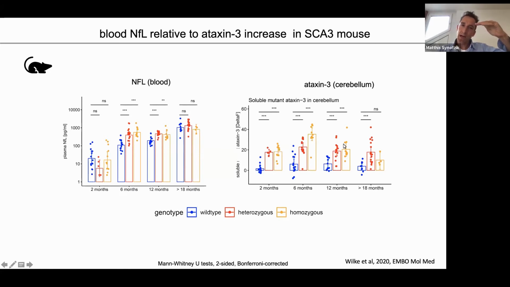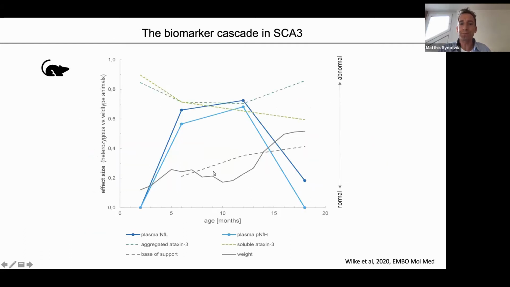And this leads me to the hypothesis that we can use ATXN3 rather as a target engagement marker, whereas NFL could rather be a disease progression and a disease severity marker. So I would combine both at the end. I think that is the direction we have to head to. We're trying to do the same now in humans. We have the NFL, and Janet is measuring the ATXN3 in human blood, so then we can tell you whether the same is true for humans or not.